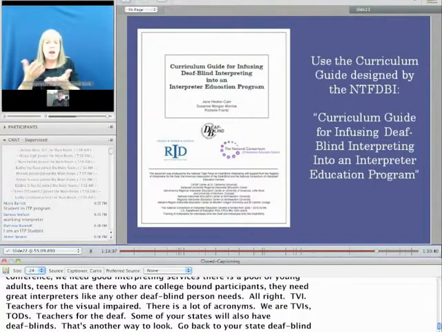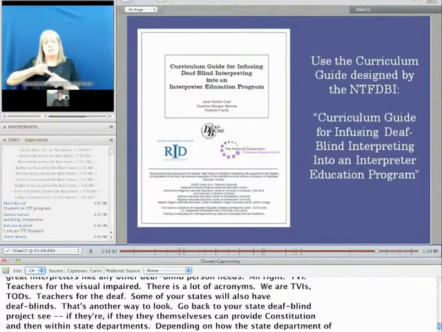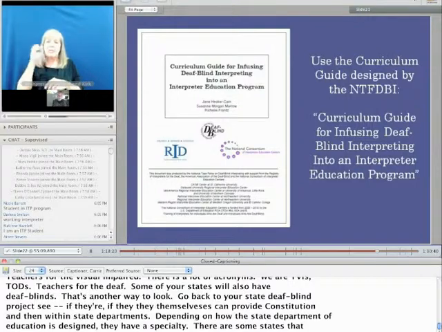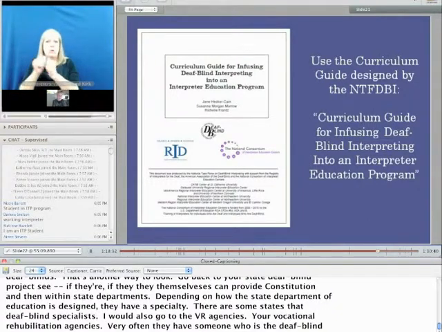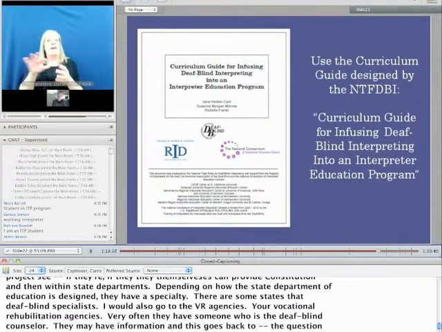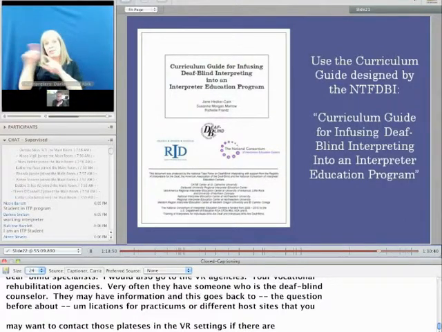But then just within some state departments, depending on how the State Department of Education is designed, often can have a specialty. And there are some states I know that have deafblind specialists. I would also go to the VR agencies, your vocational rehabilitation agencies, because very often they have someone who's been identified to be sort of the deafblind counselor, and they may have information. And this kind of goes back to the question before about locations for practicums or different host sites, that you may want to contact those places also to see if there are opportunities in the VR setting, because if they know more of the clientele, they may have opportunities for you there as well.